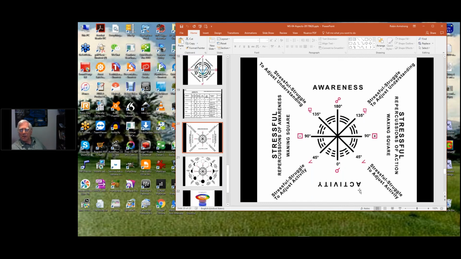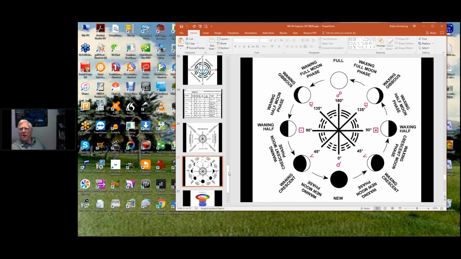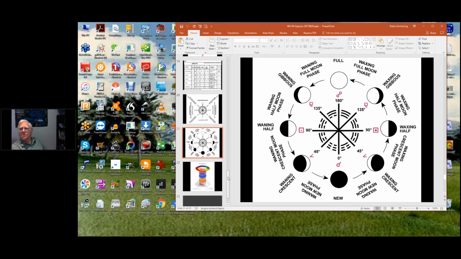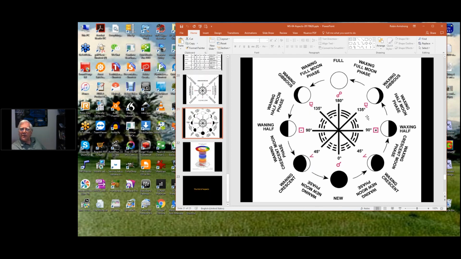So again, the balance between activity and awareness, that's the key understanding. And then the stressful adjustments of going from one to the other. So this comes out to the moon phases, and you'll see these presented with the moon phases, and you have the booklet going in. So it elaborates those phases in quite detail. And I'm not going to get into the phases at this stage. We'll do that again at a later date.